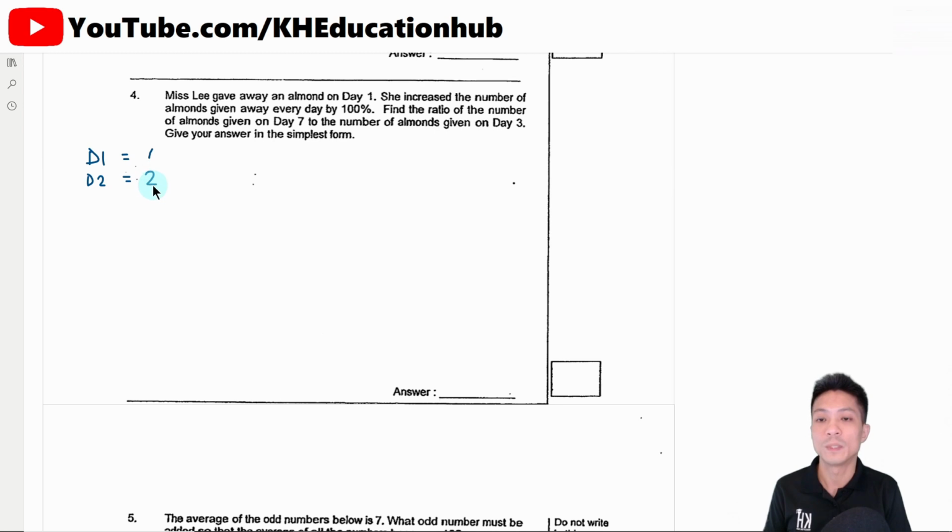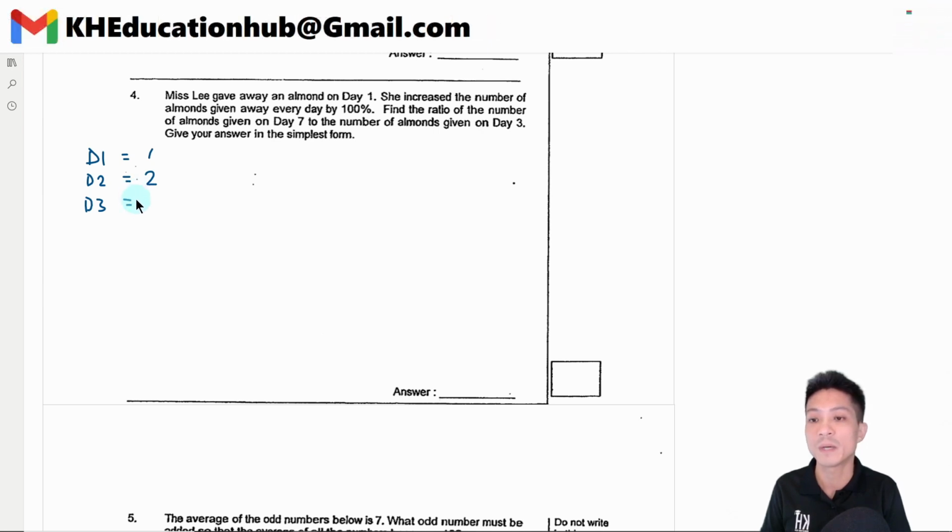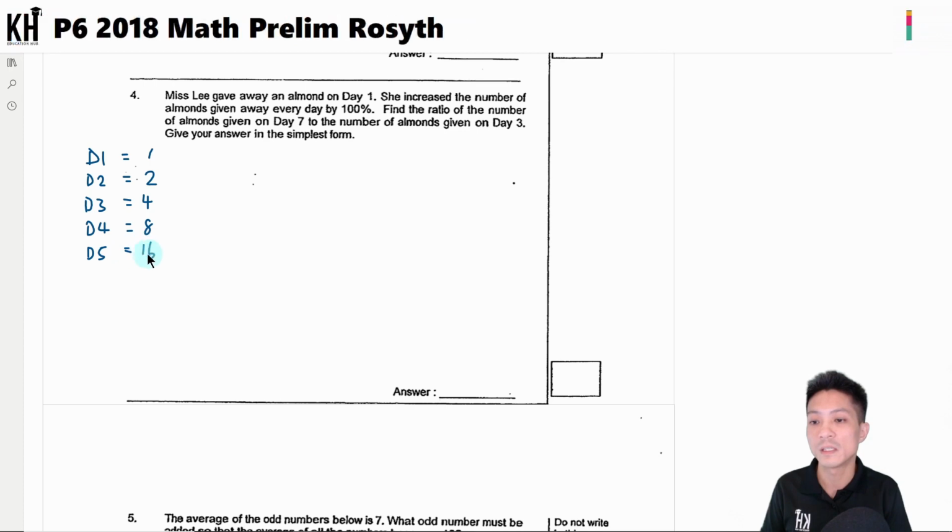Day 2 will be 2. Okay, increased by 100%. So day 3 will be, she increased the number of almonds given away every day by 100%, so it'll be 4. Okay, day 4 will be 8. Day 5 will be 16. Day 6 will be 32. Okay, and day 7 will be 64.